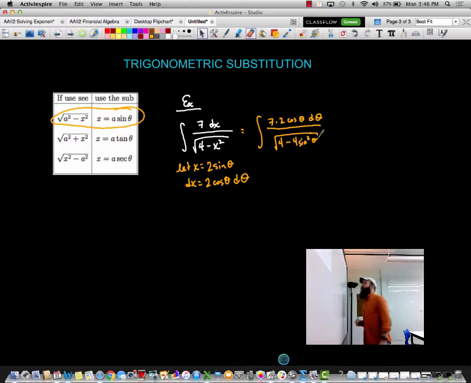Now, the reason we choose this a squared here is because we want the coefficients here and here to be the same, because that's the only way that Pythagorean identities actually work to simplify down to one term. So the fact that there's a 4 here and a 4 here means I can replace that 4 minus 4 sine squared theta with 4 cosine squared theta.